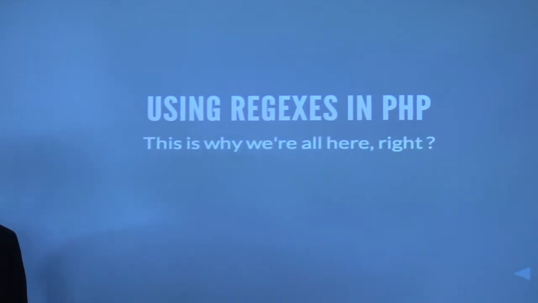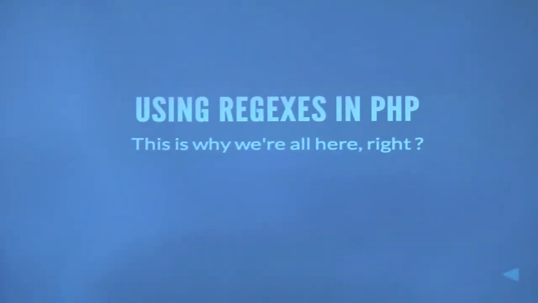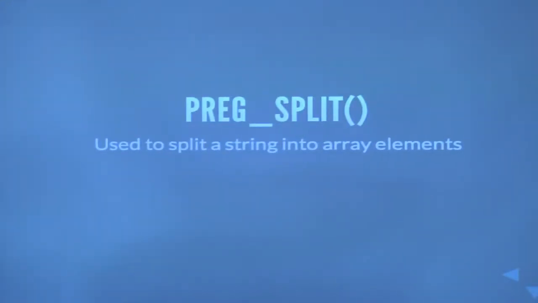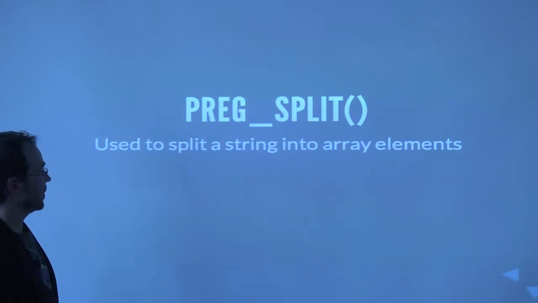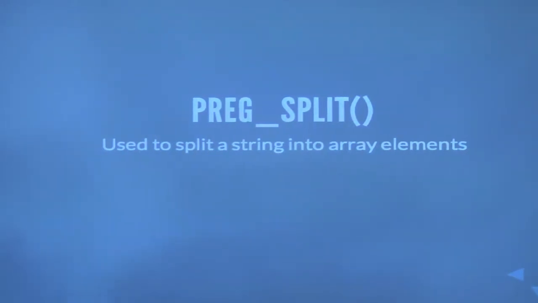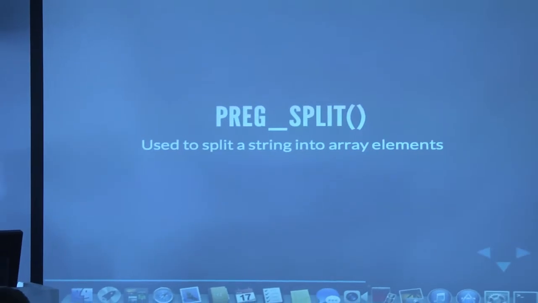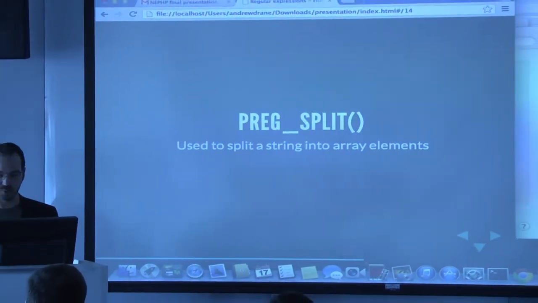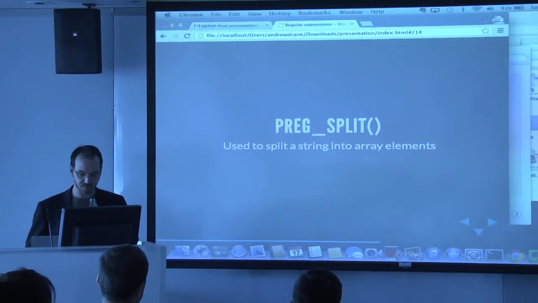So how to use them in PHP? That's why we're all here. It's a PHP convention, right? So preg_split is used to split a string into an array. If you've used PHP with strings a lot, you probably know the split function already. Basically, it's the same thing, but it uses a regular expression to split the different elements.